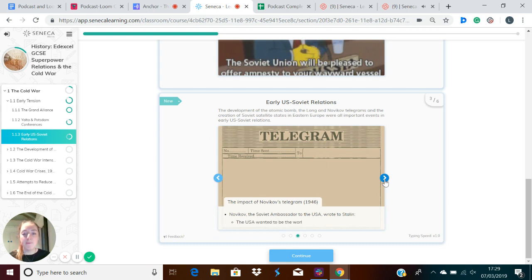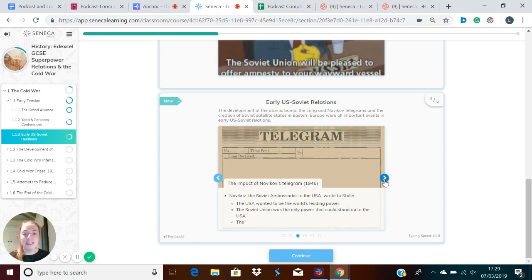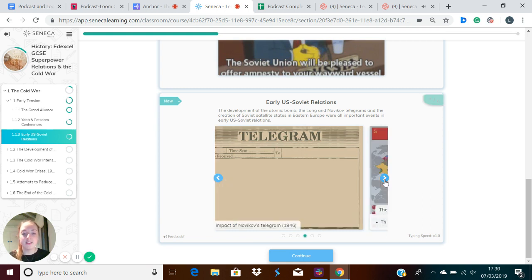Novikov, the Soviet ambassador to the USA, wrote this to Stalin. He said that the USA wanted to be the world's leading power. He said that the Soviet Union was the only power that could stand up to the USA, and the USA was preparing for war against the Soviets.